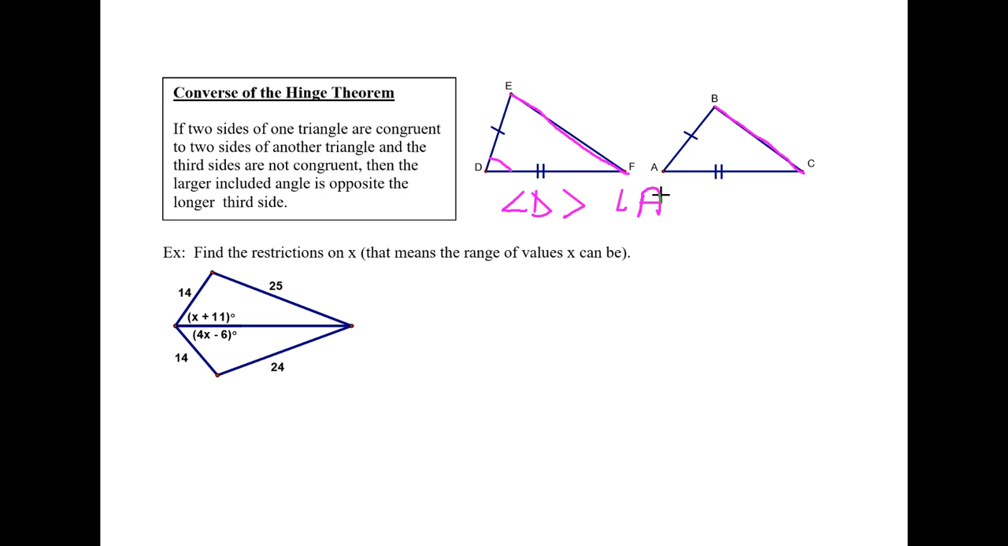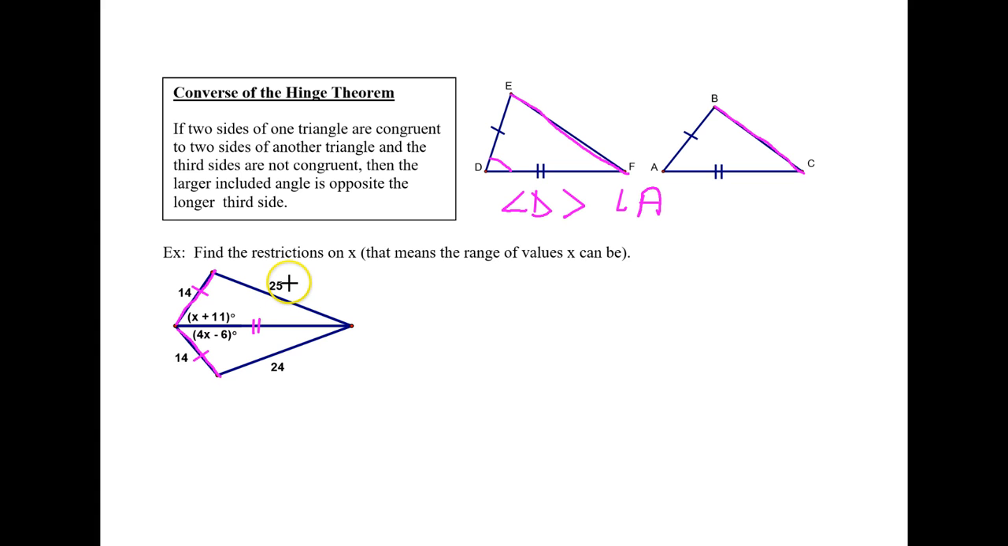All right, so let's look at an actual example down here. It says find the restrictions on x, meaning find the range of values that x could possibly be. Let's see if we can relate it to the converse of the Hinge theorem. We've got two triangles. Can you find two sides of this triangle congruent to two sides of this triangle? Yes, we've got a side right here congruent to a side over here. We don't have this 25 and 24, that's not congruent, but look at the one they share in the middle. That is congruent to itself on both sides. So we've got two sides congruent, and we know the third sides are not congruent. This is exactly the converse of the Hinge theorem.